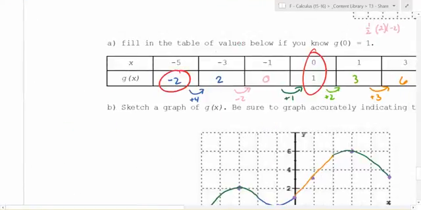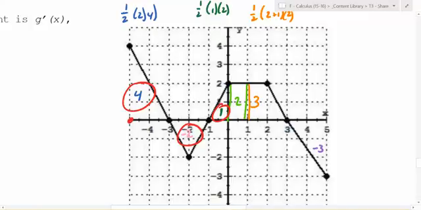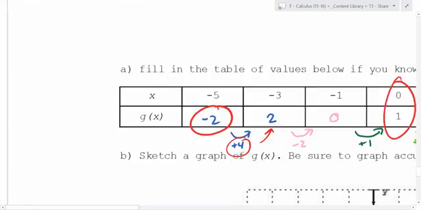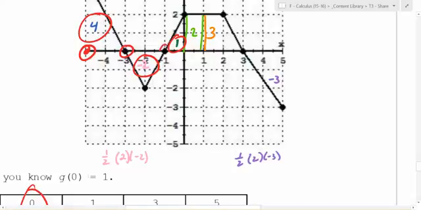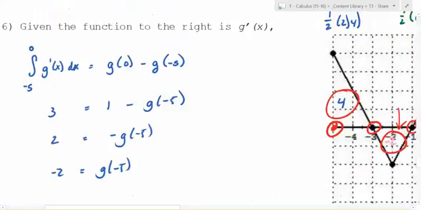So the first one is negative 2. Then all you do is calculate how much you're increasing at each step. Nick, look at the graph here. If you go from negative 5 to negative 3, how much area do you add? It says 4, so you add 4 to where you were. Plus 4 is 2. Then from negative 3 to negative 1, you're adding negative 2, so it goes down 2 to 0. You scan from left to right.